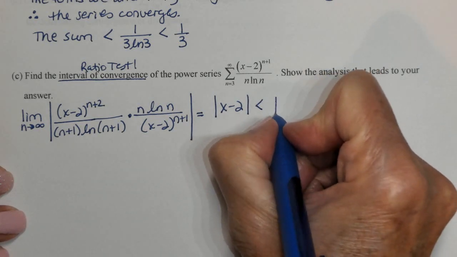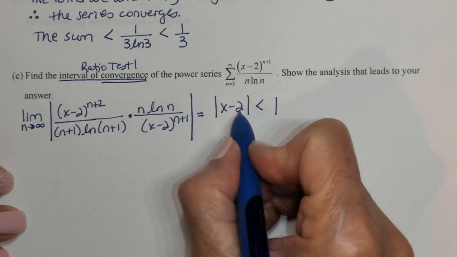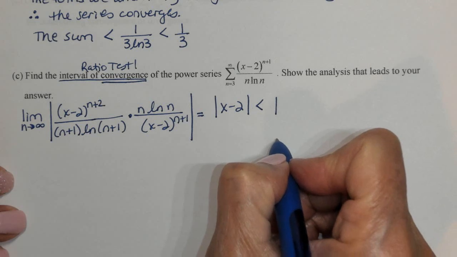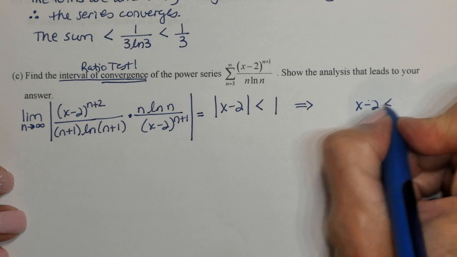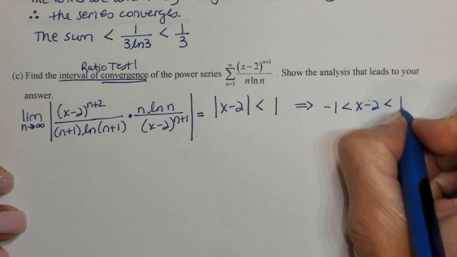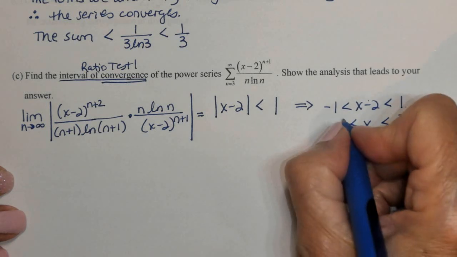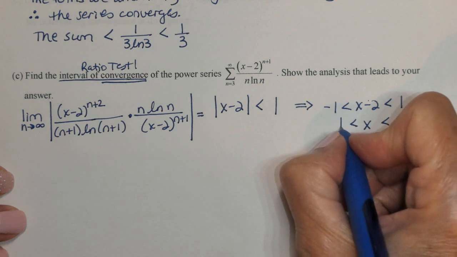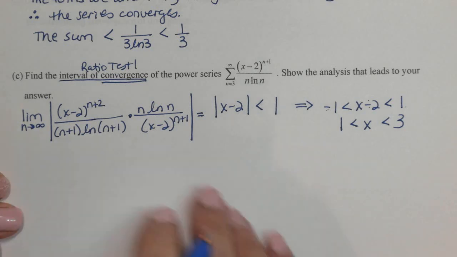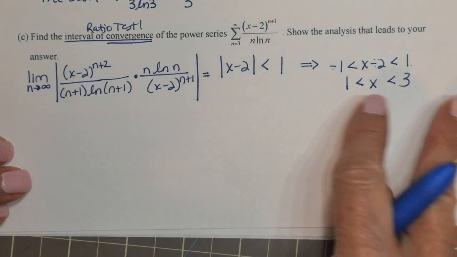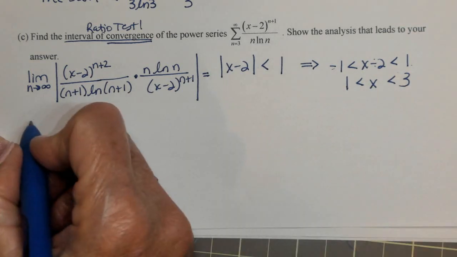To converge, we want the interval of convergence, so we set that limit less than 1, which means that x minus 2 is between -1 and 1, and that means that x is between 1 and 3, adding 2 to each piece. We want the interval of convergence. I got the interior of the interval of convergence. Now I need to check those boundaries.